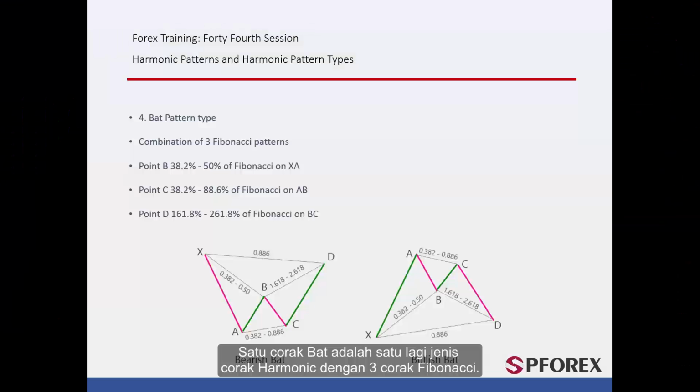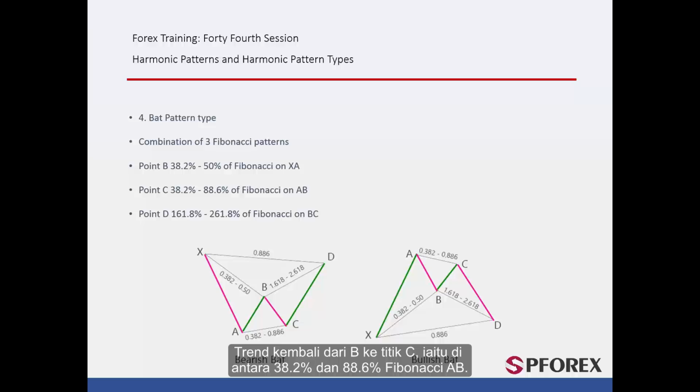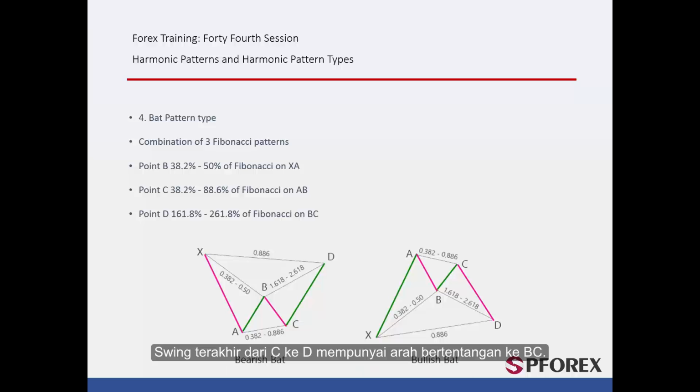A bat pattern is another harmonic type with 3 Fibonacci patterns. Price starts its movement from X to A, then a B swing would return to a region between 38.2% and 50%. The trend returns from B to point C, which is between 38.2% and 88.6% of Fibonacci AB. The final swing from C to D has an opposite direction to BC.